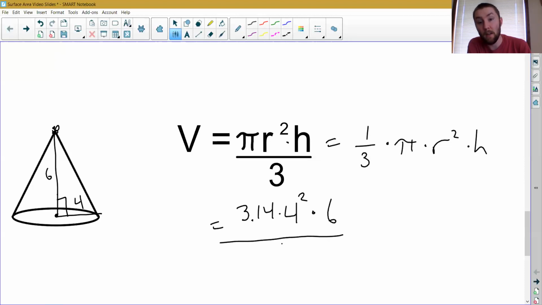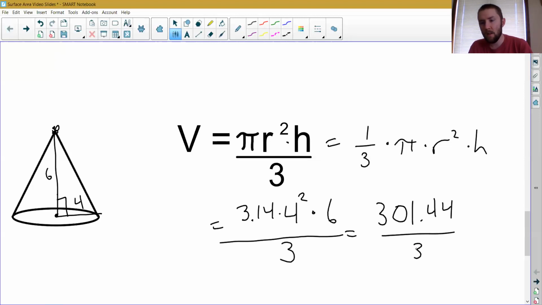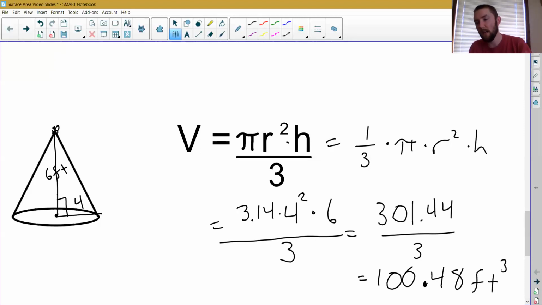So if, for example, the height here is 6 and the radius is 4, then we can find the volume by simply doing 3.14 times the radius, which is 4 squared, times 6, all divided by 3. So if I do 3.14 times 4 squared, which is 16, times 6, I get 301.44, and that's going to get divided by 3, and my answer is going to be 100.48. And I don't have units here. Let's just say it's in feet. So the volume would be in feet cubed. Cubed units again because it's volume. So cubic units all the time.